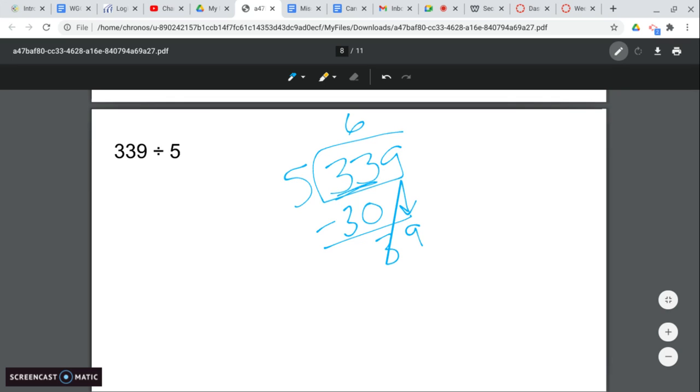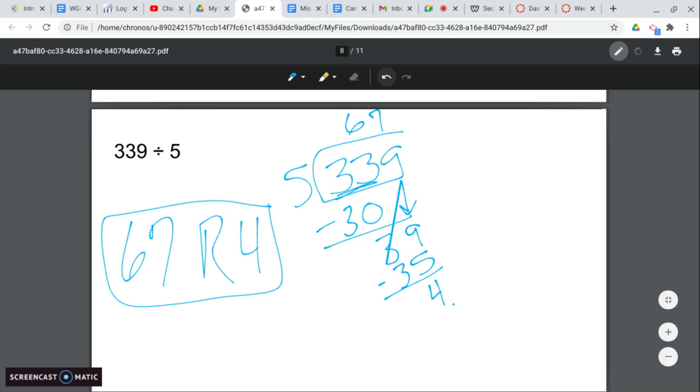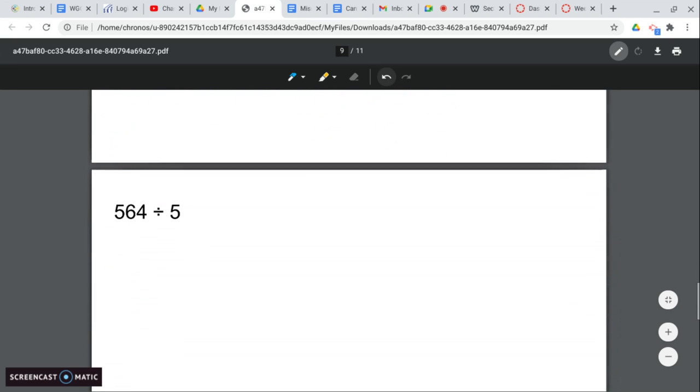Can 5 go into 39? It sure can, 7 times. 5 times 7 is 35. 39 minus 35 is 4. 4 is smaller than 5. So our answer is 67, remainder 4. So there is our solution.